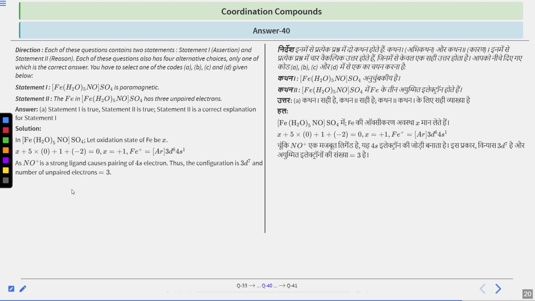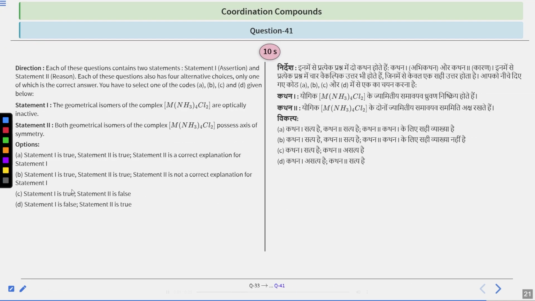Okay, let's move on to the next question. Question number 41. Again, we have statements 1 and 2. We have to select the correct option. Statement 1 is the geometrical isomers of the complex [Mn(NH3)4Cl2] are optically inactive. Statement 2 is both geometrical isomers of complex [Mn(NH3)4Cl2] possess an axis of symmetry.